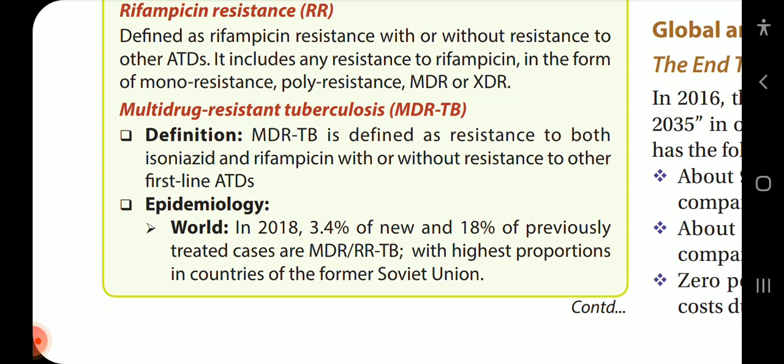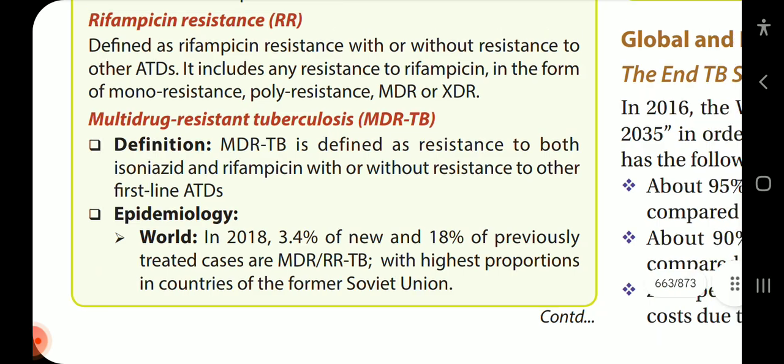Multi-drug resistant tuberculosis, MDR-TB. Definition: MDR-TB is defined as resistant to both isoniazid and rifampicin with or without resistance to other first-line ATDs. Epidemiology, world: in 2018, 3.4% of the new and 18% of previously treated cases were MDR/RR-TB, with highest proportions in countries of the former Soviet Union.